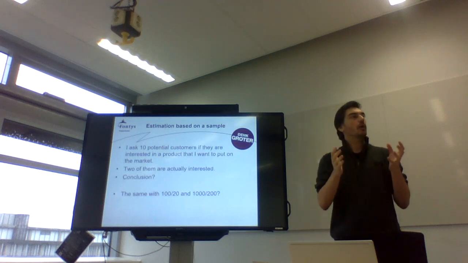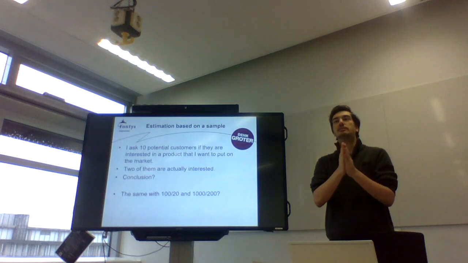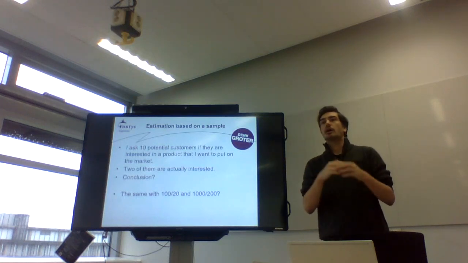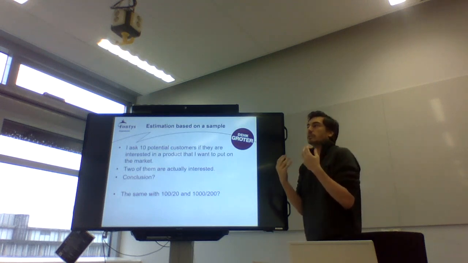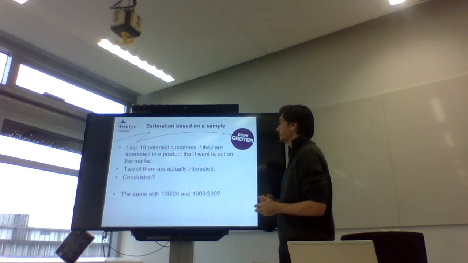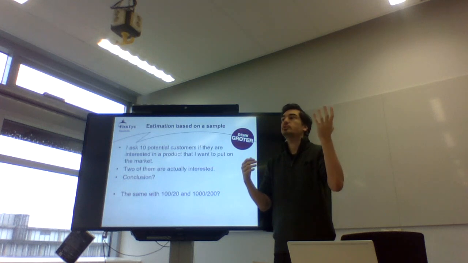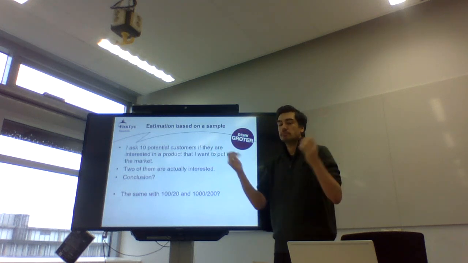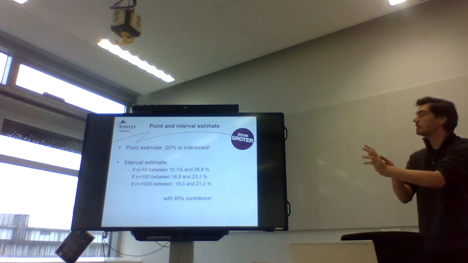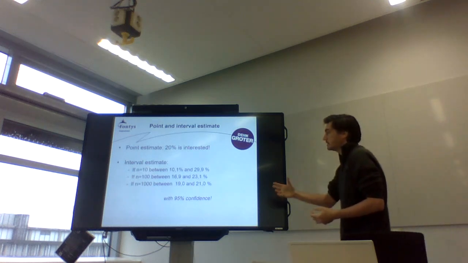But now I want to be more specific. I want to estimate between what values the amount of interested people is going to be. I want to say with 95% confidence, or 95% chance, that the amount of people that are interested is between 10 and 30%. Now, we can do this pretty easily after this week by estimating this.